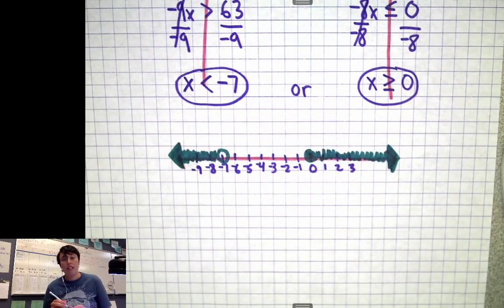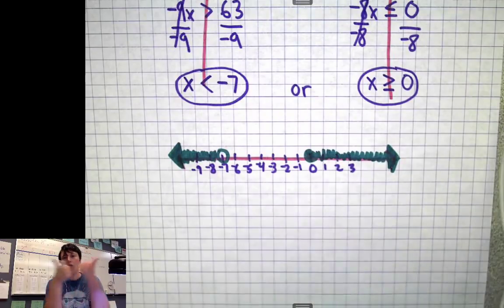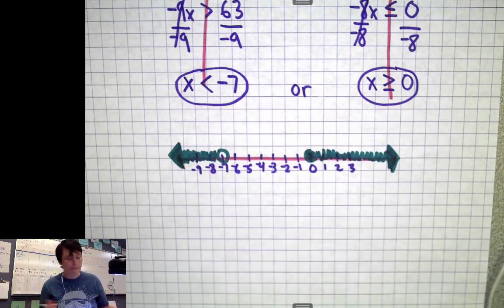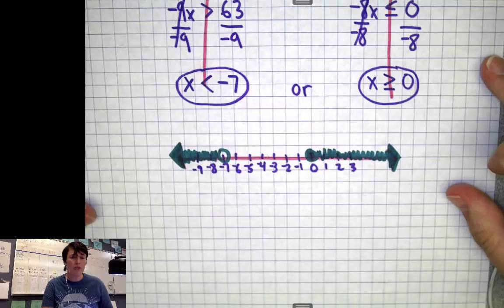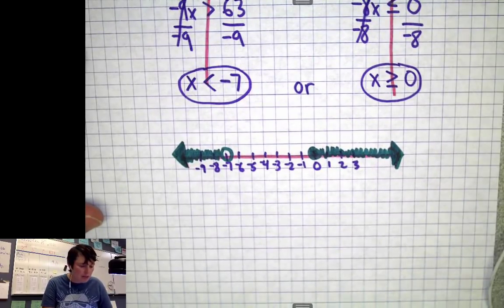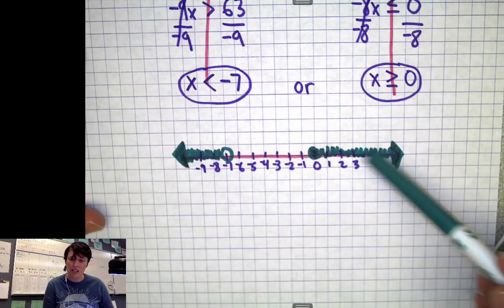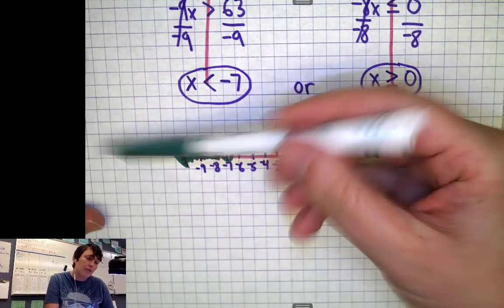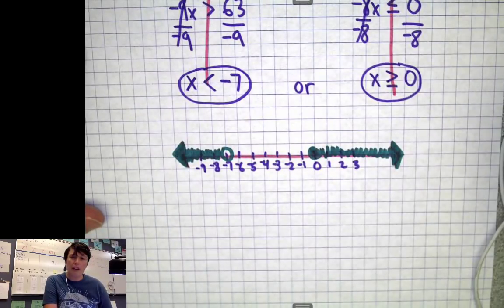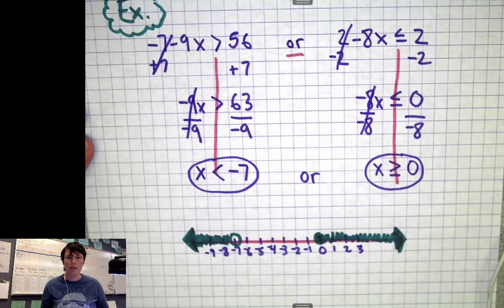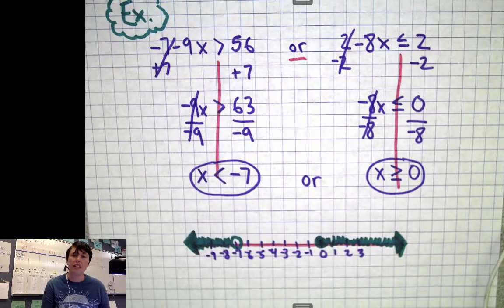Notice it's a little different than an AND problem. It's shooting off into two directions, one to the left, one to the right. And on my number line, my values for x are basically everything but this small section. So x could be anything greater than 0, anything less than -7. That's a lot of choices for x, a lot of possible values. And then I'm done. All right, and there's our work. It looks pretty good, nice, neat, and organized.